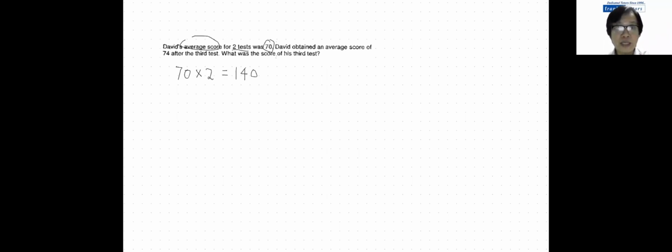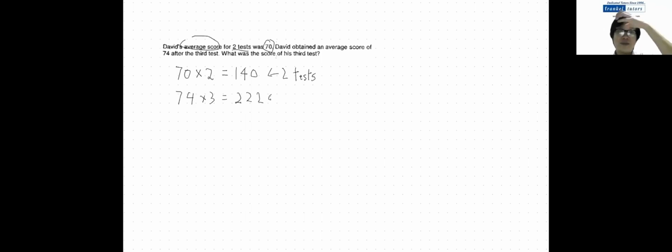Okay, so 2 tests here. This is what they get. Now, David obtained an average score of 74 after the 3rd test. So again, what can we find out from these 2 pieces of information given to you? 3rd test means 3 tests altogether. So in this case, we can actually find the total from the 3 tests. So 74 times 3 gives us 222.